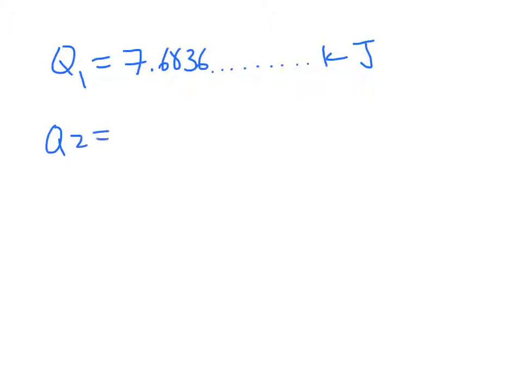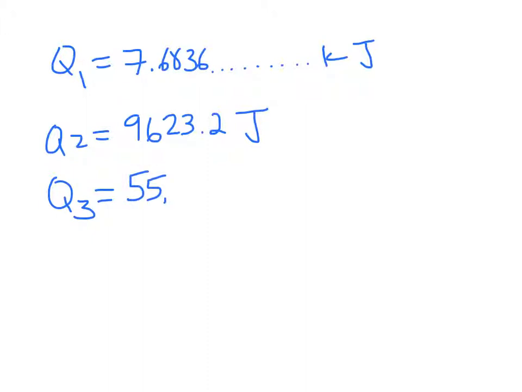Then for Q2, I got 9623.2, and that unit would have been joules. Then Q3, I got 55.649278 with a bunch of other numbers after it, and that unit was kilojoules. So as I was mentioning before, we have different units here. We have kilojoules for Q1, joules for Q2, and kilojoules for Q3. So we want to get them all in the same unit first before adding all of these Q's together.